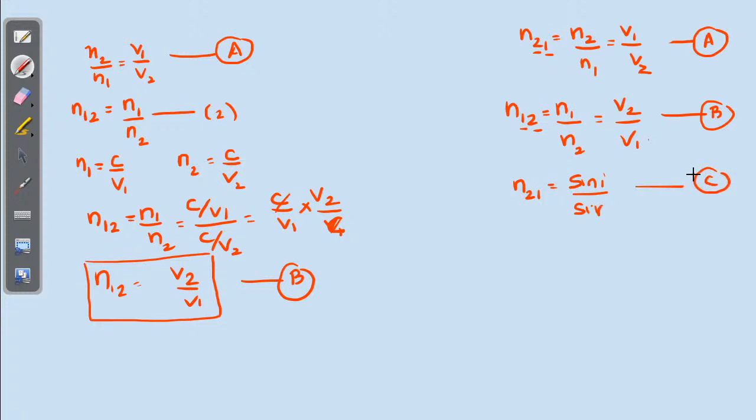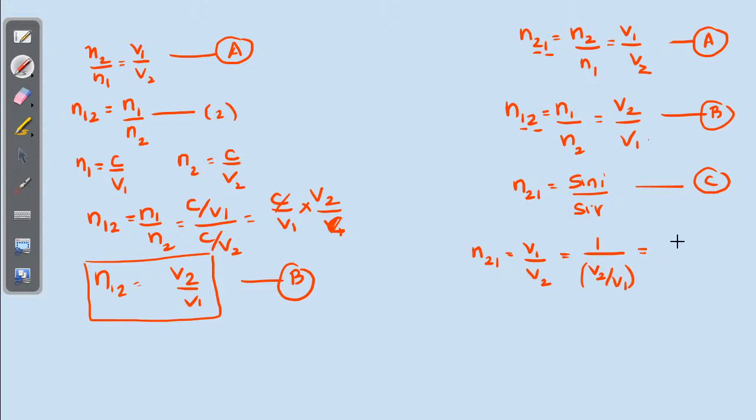Now let's find out the relationship between equation A and equation B. What is N21 equal to? N21 is equal to V1 by V2. Now can I write this V1 by V2 as 1 by V2 by V1? If I write like this, V1 comes to the numerator, so automatically this becomes V1 by V2. So I can very well write my N21 as 1 by V2 by V1.